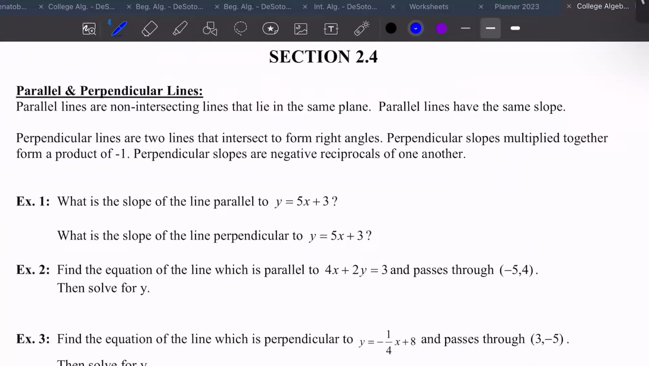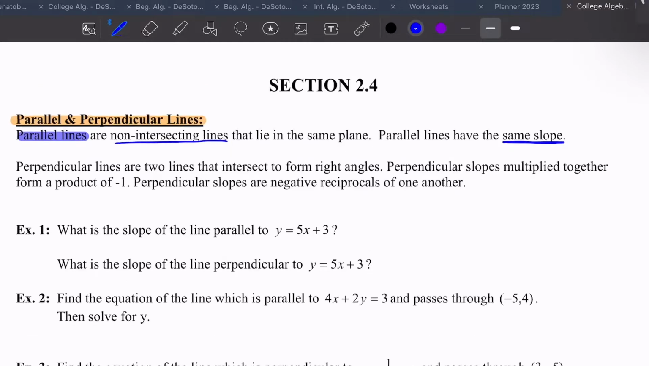All right, section 2.4 is all about parallel and perpendicular lines, okay? All right, parallel lines are non-intersecting lines that lie in the same plane. Non-intersecting is the key. Parallel lines have the same slope, okay? They have the same slope.